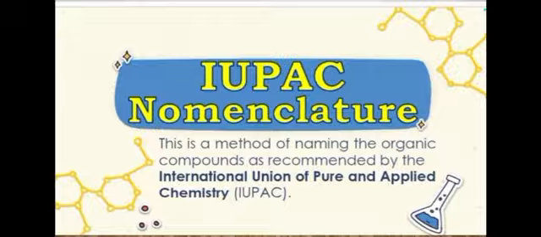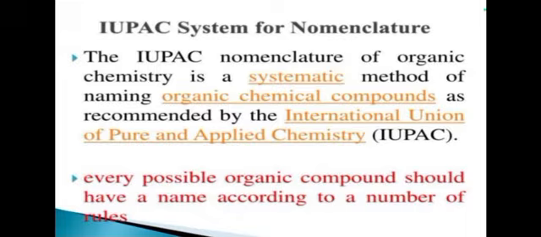IUPAC nomenclature means naming the organic compound. The organic compound is named, and that naming process is the IUPAC nomenclature. Next we see the IUPAC system for nomenclature. IUPAC nomenclature of organic chemistry is a systematic method of naming organic chemical compounds, as recommended by IUPAC.